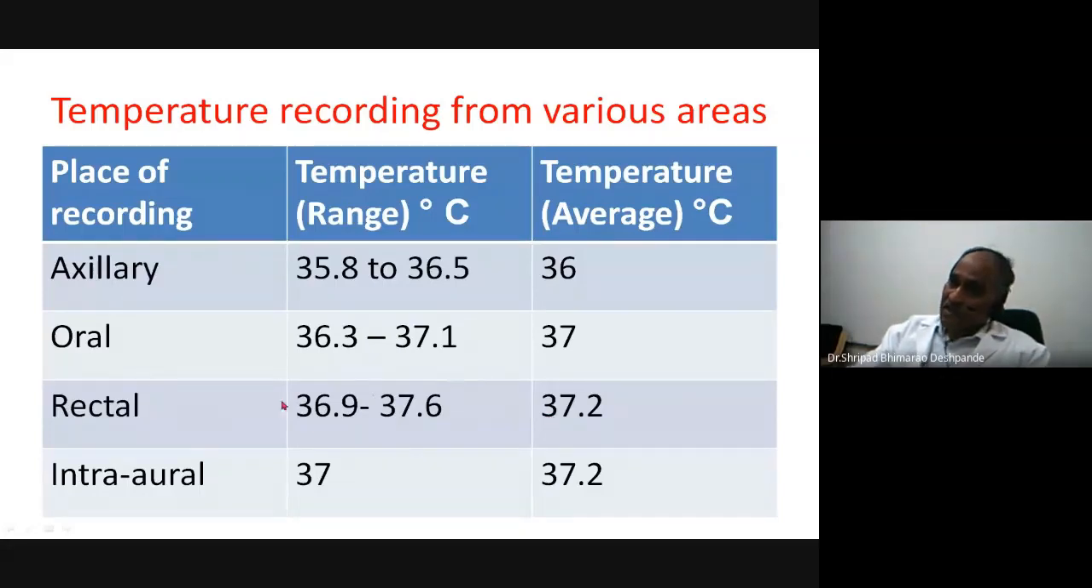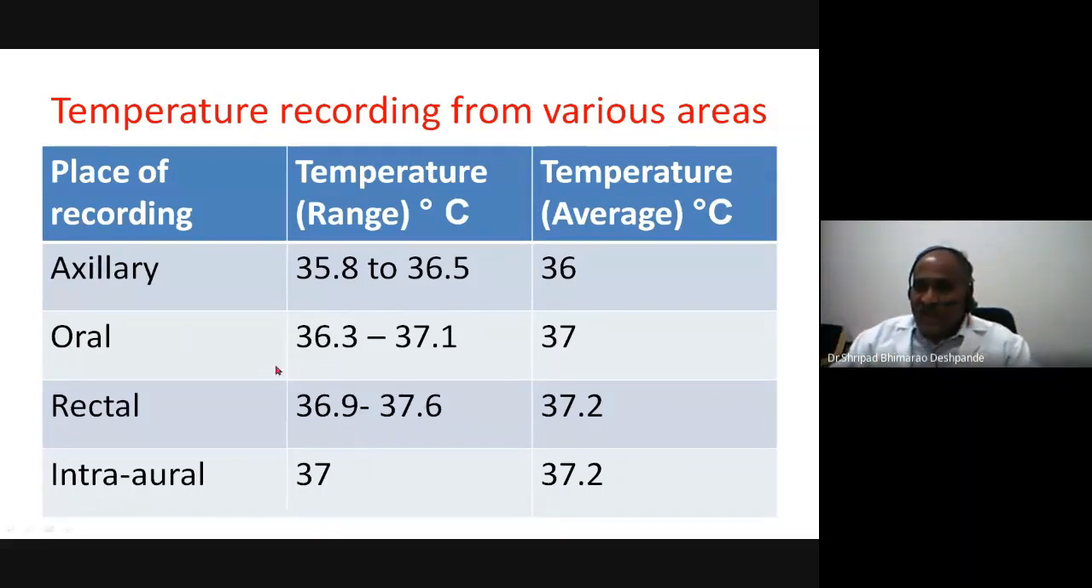This is the gold standard. This is the standard internal core temperature, and that would be around 37 degrees Celsius or 37.2 degrees Celsius. That indicates the environment of whatever is there in the viscera or the internal organs.